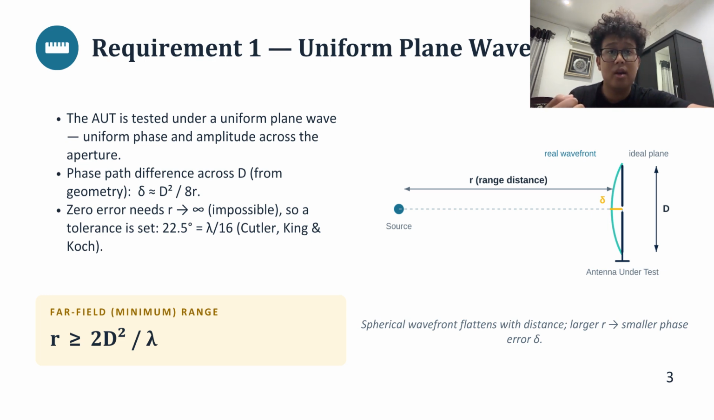So instead, we set a tolerance. Kotler, King, and Co. use 22.5 degrees, which is the same as lambda over 16. Plug that in and we get the far field distance. R minimum equals d squared over lambda. This is the standard rule for how far apart the antennas should be.